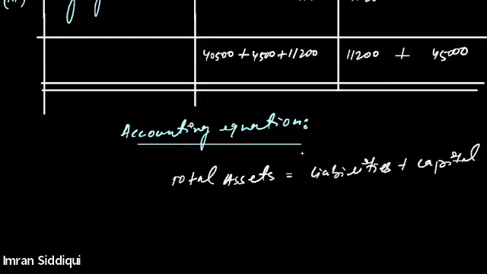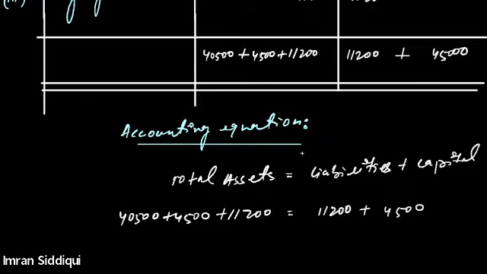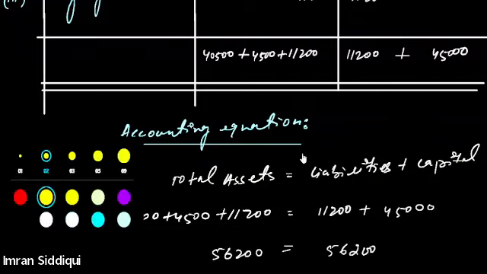So the value of the asset we have got is 40,500 plus 4,500 plus 11,200. And on the other side, liability by way of creditors, we have 11,200 and capital stands at 45,000. Totaling it, we will get 56,200 on the right hand side of the equation, and on the left hand side of the equation, we should get the same value, 56,200. So hence, it is proved that both the assets and the liability side is equal.